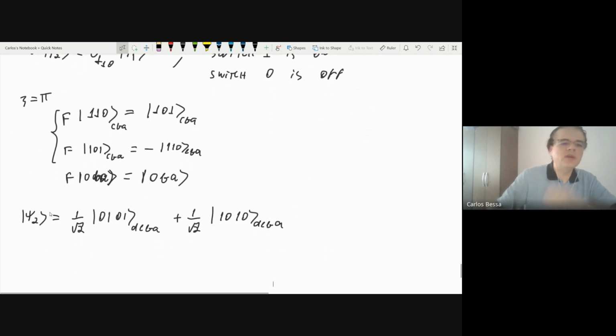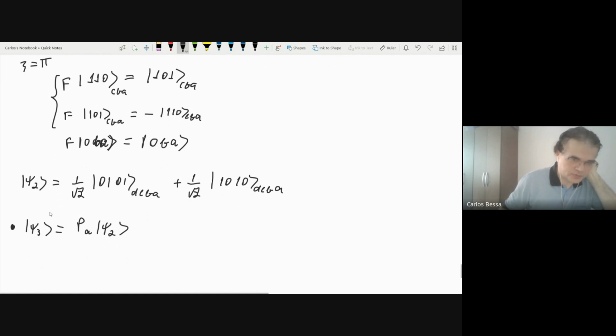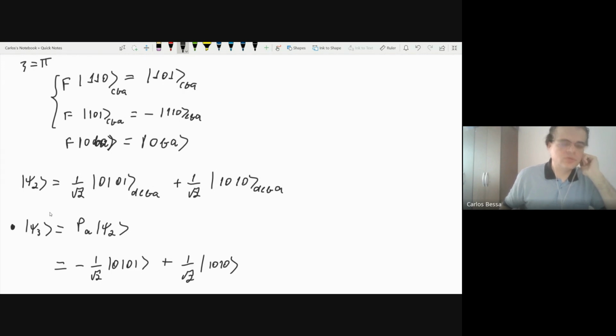And then the problem here is in step 3. When you put this here, you should not have this phase shift. I'll try to explain why. When you apply this here, it changes the sign only when A is 1. So only this first one, here A is 0. So this is minus 0, 1, 0, 1 plus 1 over square root of 2, 1, 0, 1, 0.